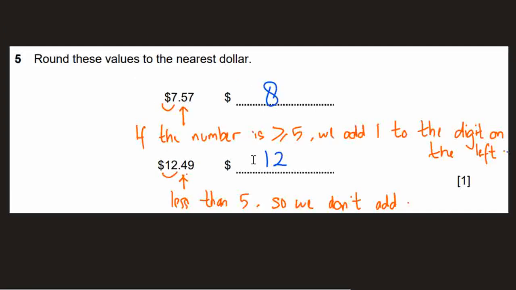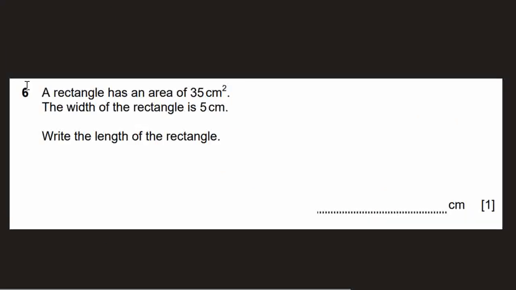Here's the answer, and this is the explanation. Question number 6. A rectangle has an area of 3.5 square centimeters. The width of the rectangle is 5 cm. Write the length of the rectangle. 1 minute from now.